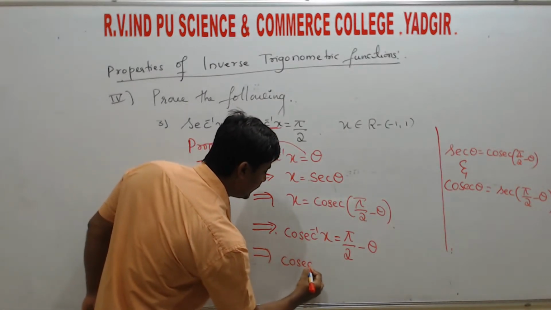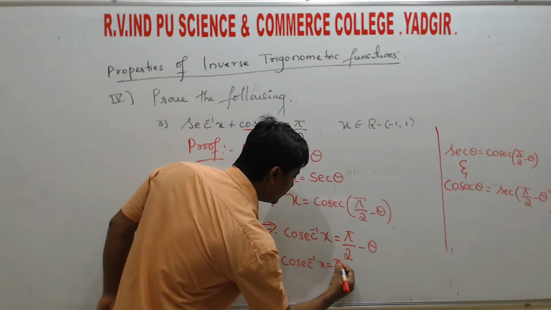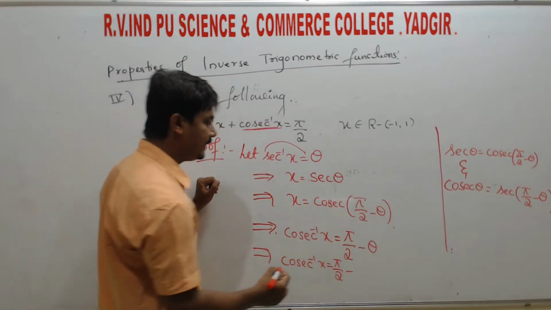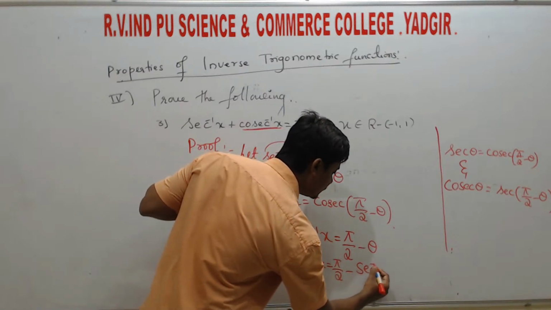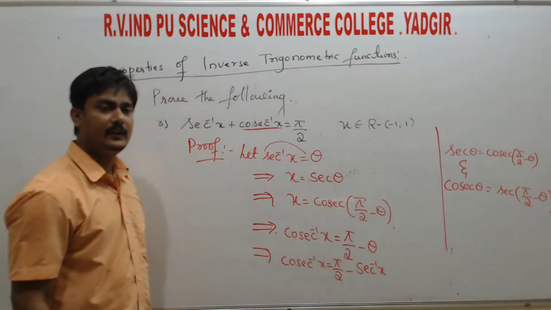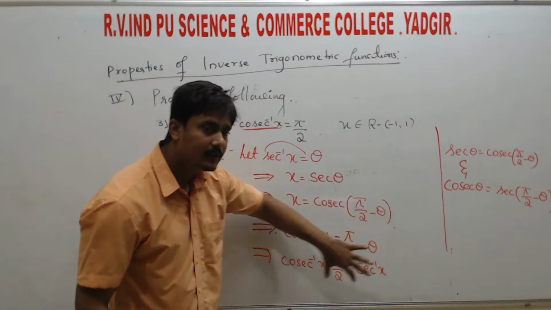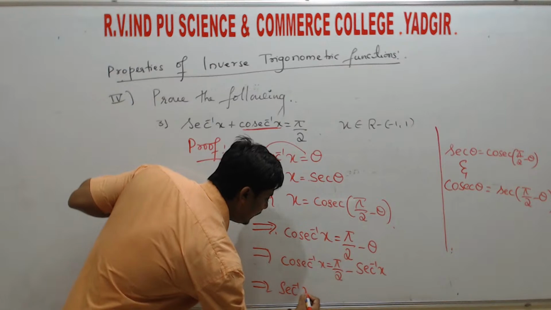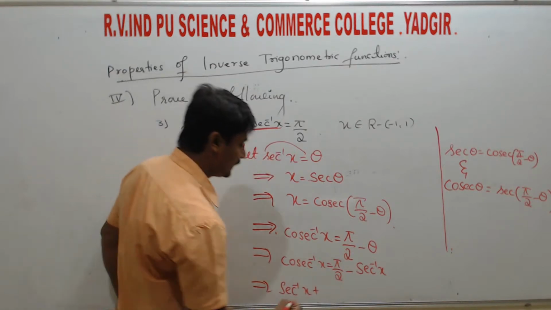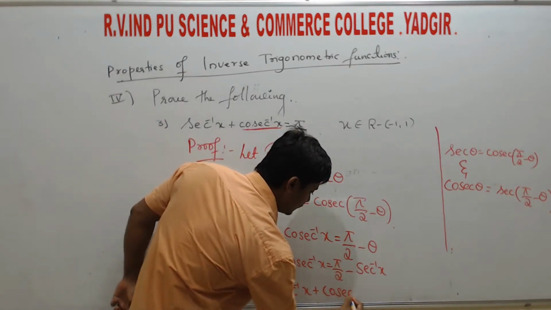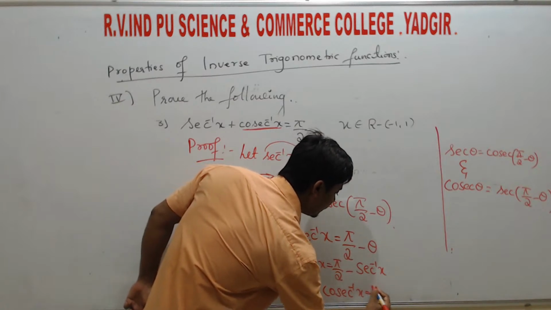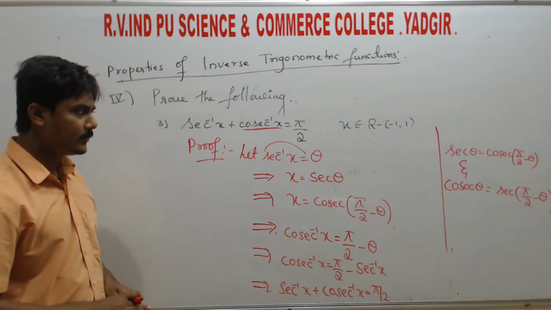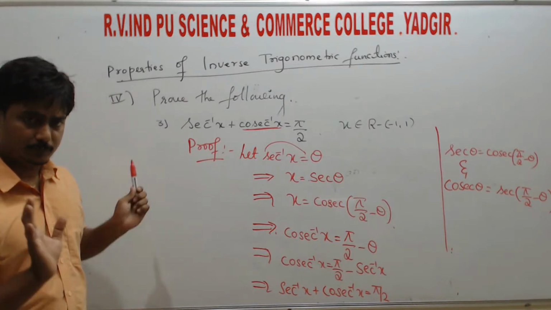Cosecant inverse x equal to pi by 2 minus theta. What is theta? Theta is the secant inverse x. Take this minus secant inverse x to the left side, it becomes plus secant inverse x. So secant inverse x plus cosecant inverse x equal to pi by 2. This is how we do it.